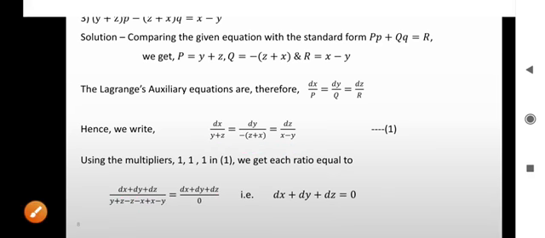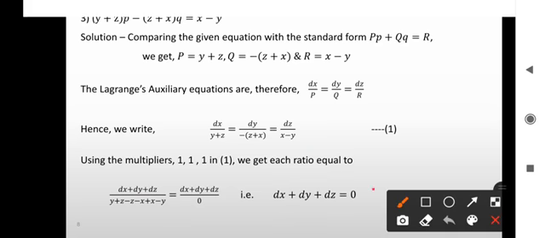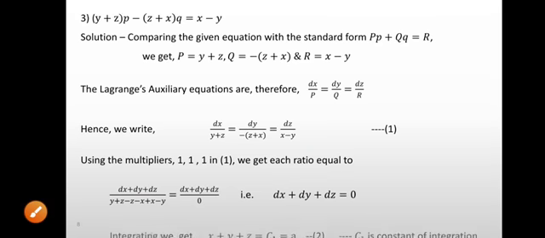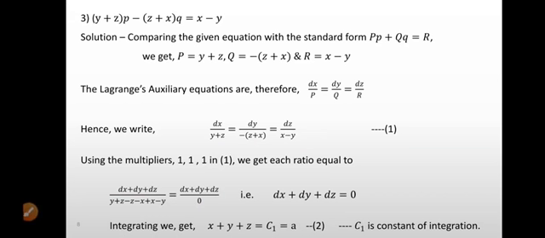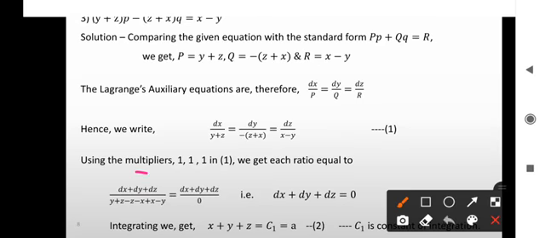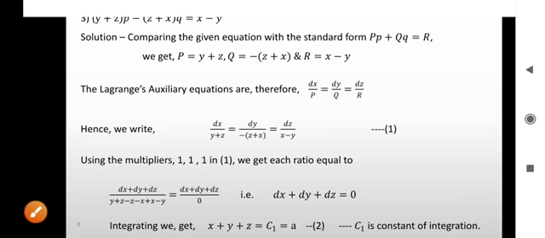Now we can integrate this equation to get first solution. So integration is very simple. x plus y plus z equal to c1, where c1 is constant of integration, we can call it as some constant a. Now we have to find another set of multipliers so that again the denominator becomes 0. So now let us see what is the another set of multipliers.